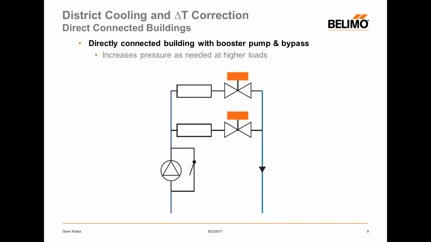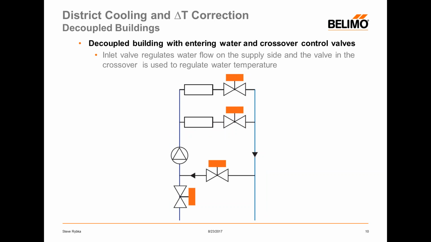We also can find conditions where we have directly connected buildings with a booster pump and a bypass. This is a fairly effective system. You have a bypass line that goes around your booster pump, and in low load conditions, you simply run off the system pressure. As your demand increases or as your load increases in the space, the pump can be ramped up to increase the pressure and provide cooling at higher loads.